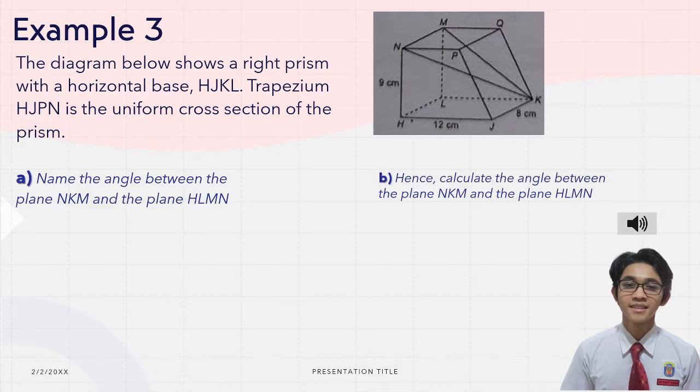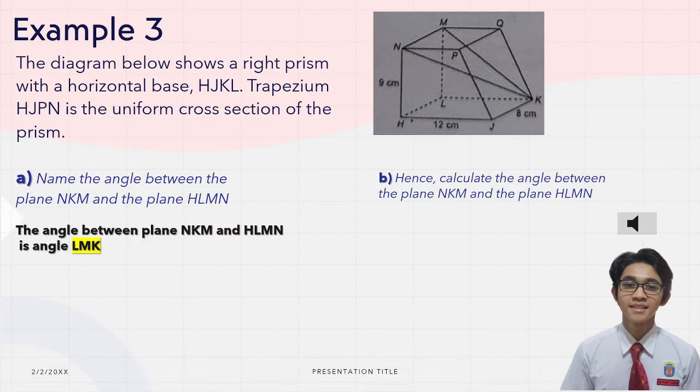For example 3, the diagram below shows a right prism with a horizontal base, HJKL. Trapezium HJPN is the uniform cross-section of the prism. The question is, name the angle between the plane NKM and the plane HLMN. Based on the diagram, you can see that the angle between plane NKM and HLMN is angle LMK. For B, hence calculate the angle between the plane NKM and the plane HLMN.